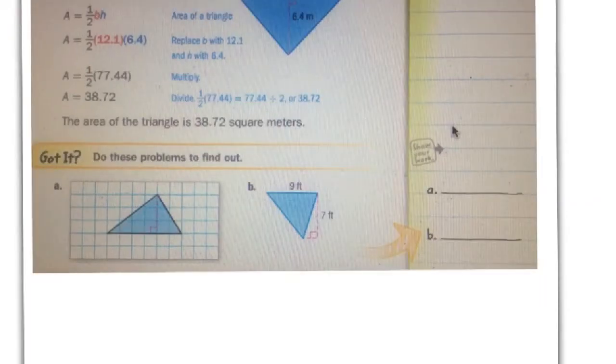Okay, let's do another example. This one has decimals in it. So let's find the area. It's 1/2 times the base times the height. 1/2 times the base, which is 12.1, times 6.4, which is the height.